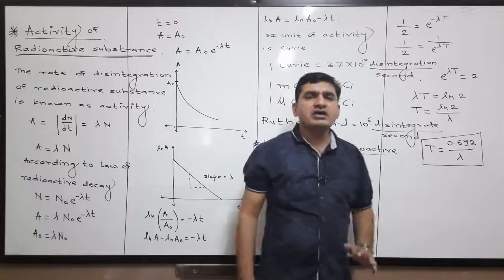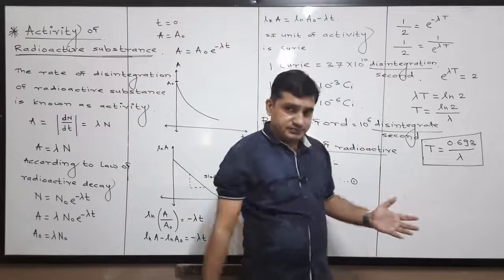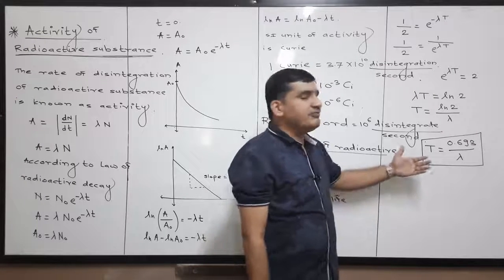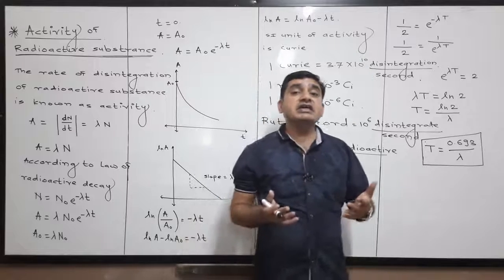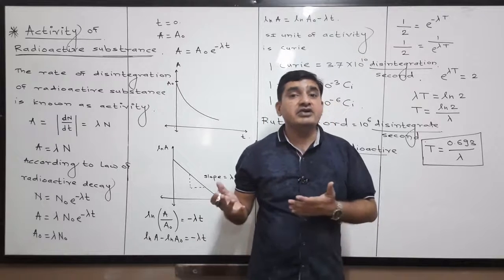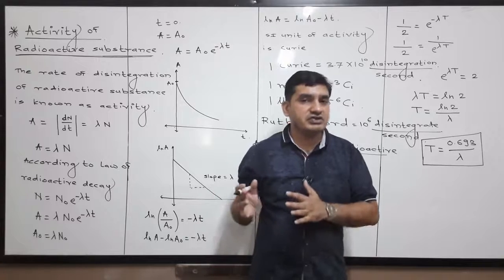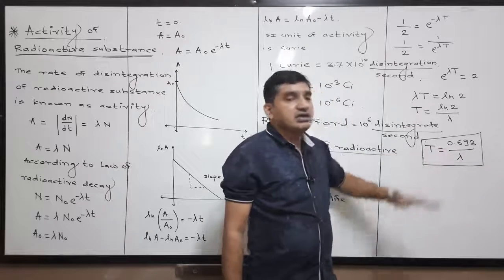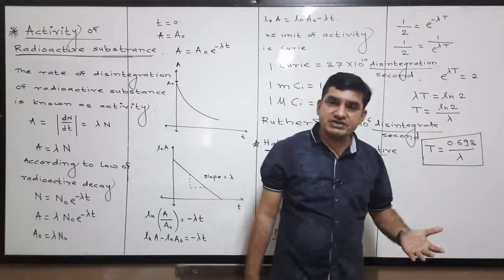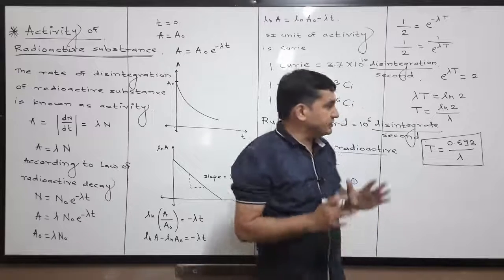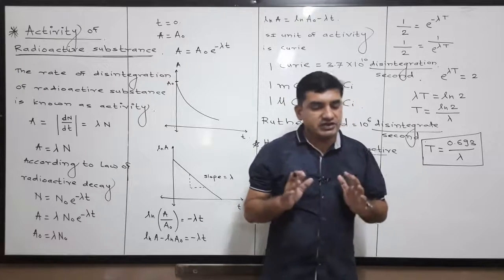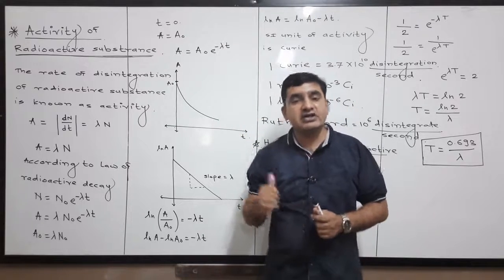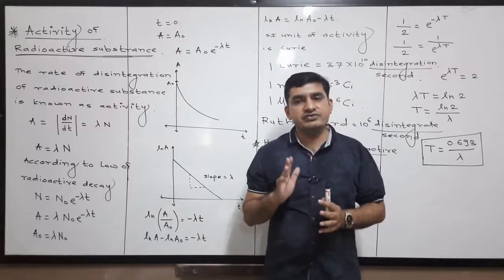From this formula, we can say that the half-life of a radioactive substance is inversely proportional to the decay constant or disintegration constant. If the decay constant is large, then the half-life of a radioactive substance is small. So this is related to half-life. In this lecture, we discuss the activity and half-life of a radioactive substance.